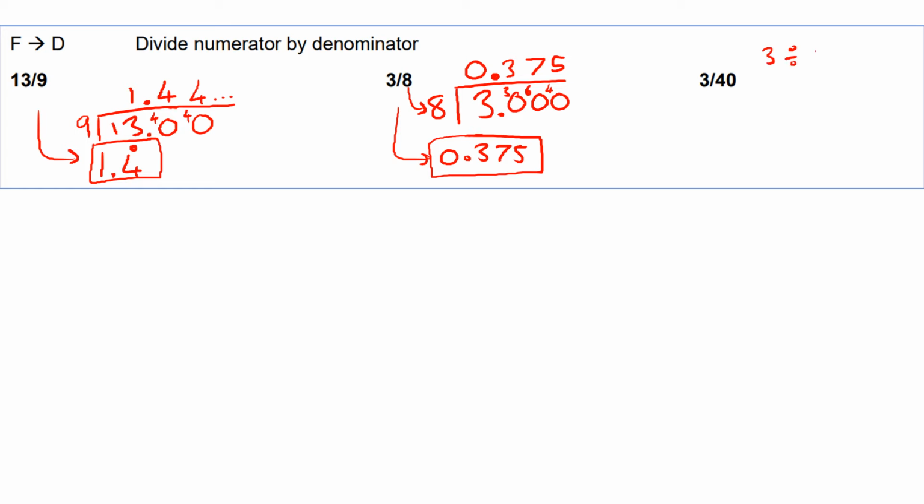3 divided by 40. Now remember, with decimals we can make this easier by dividing both sides by 10, and we can say we want to do 0.3 divided by 4, and that'll be exactly the same answer. So here's our bus stop. 4 obviously doesn't go into 0, and it doesn't go into 3 either. Goes into 30, 7 times, remainder 2, goes into 20, 5 times, so this will be 0.075.